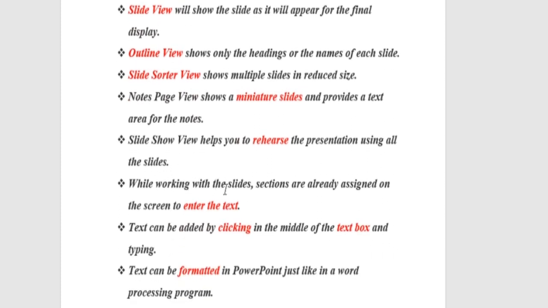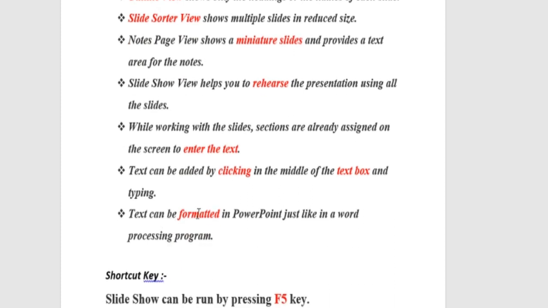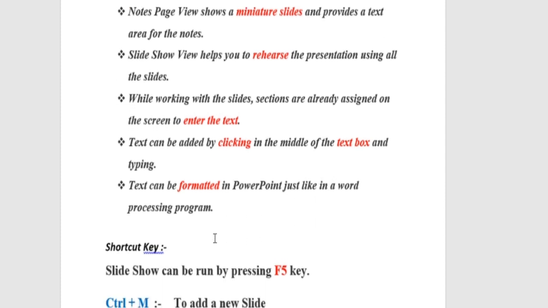While working with the slide, sections are already assigned on the screen to enter the text. Text can be added by clicking in the middle of the text box and typing. Text can be formatted in PowerPoint just like in a word processing program.